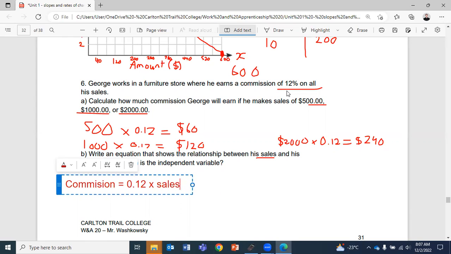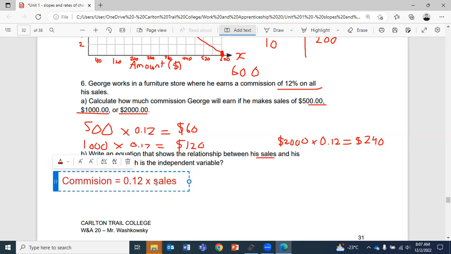of his sales. That's it. 0.12 times the dollar figure of his sales. That's it. That's my formula. Done. All this is saying when you say you have an equation here is turn math into English.